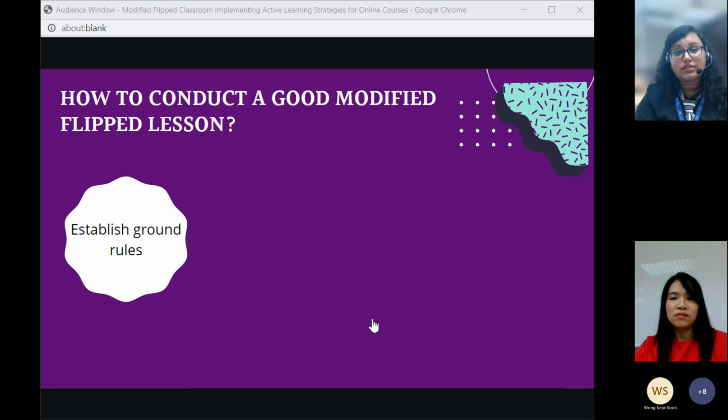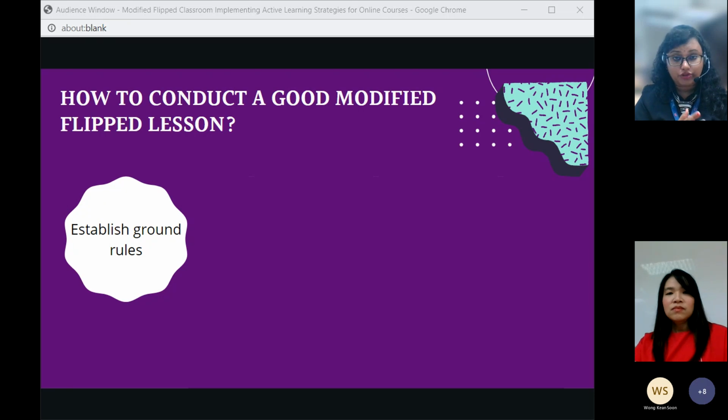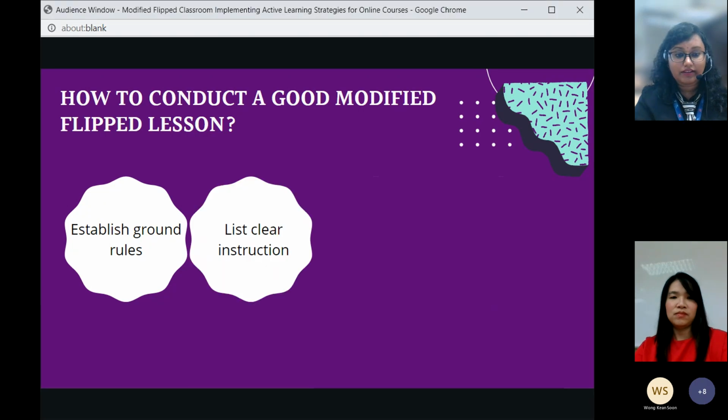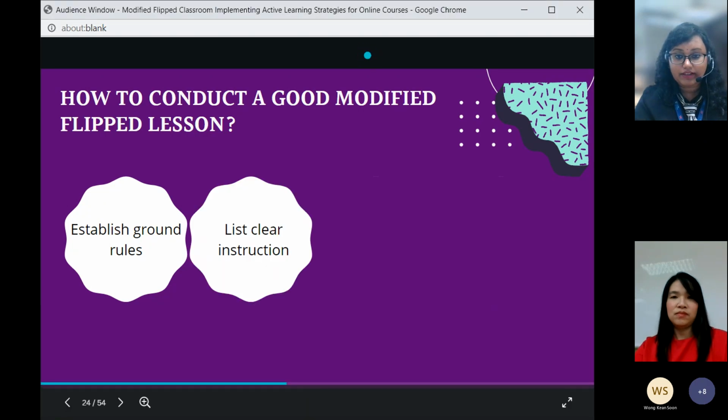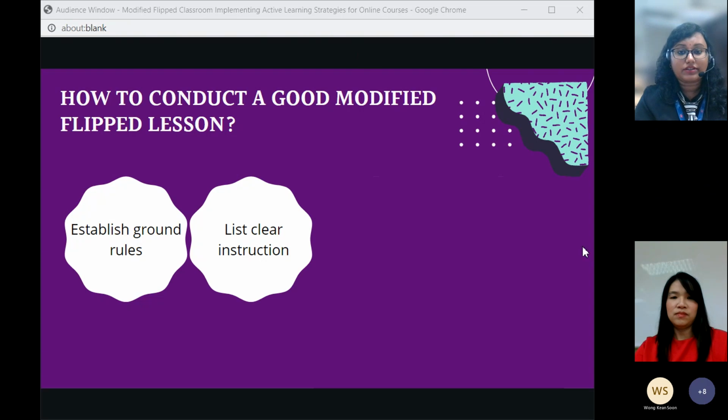I say, if you don't study this, if you don't do this, then you're going to fail in this particular topic when I assess you. So try to go and study. So this is one thing that I do, establish ground rules first. The second point here is, of course, list very, very clear instructions.